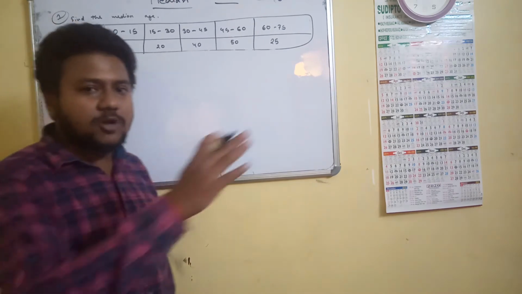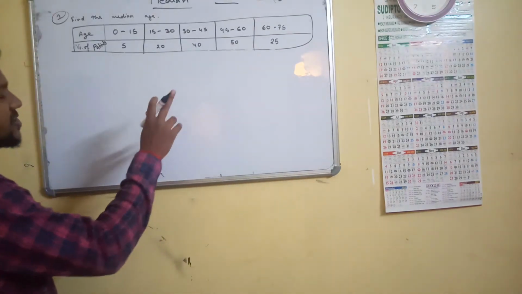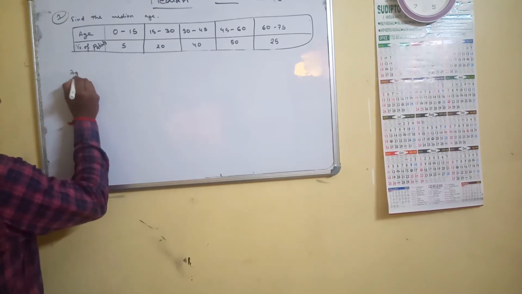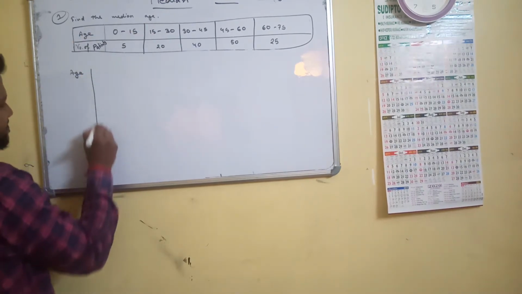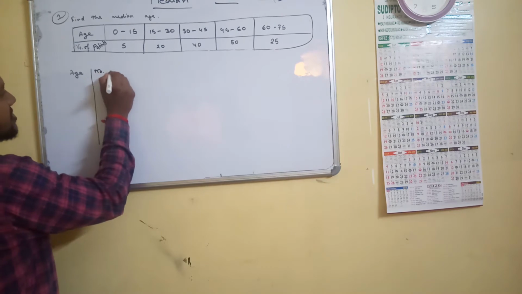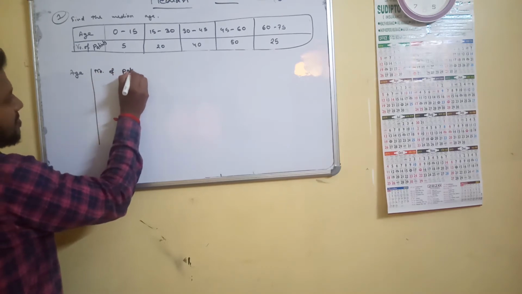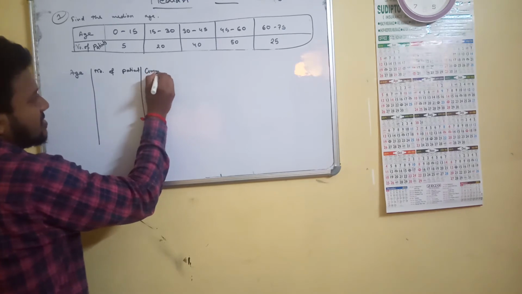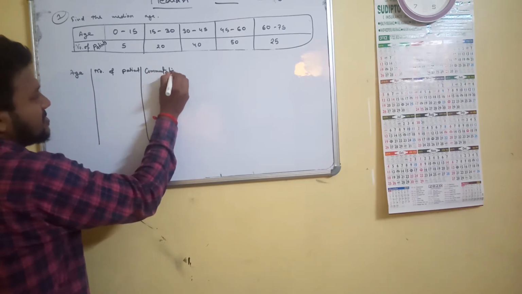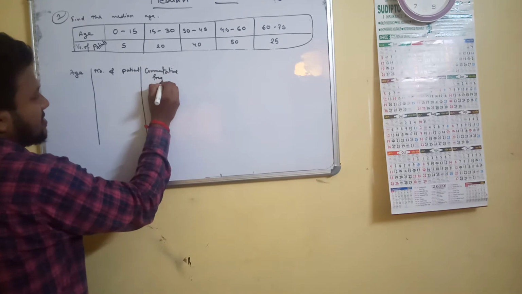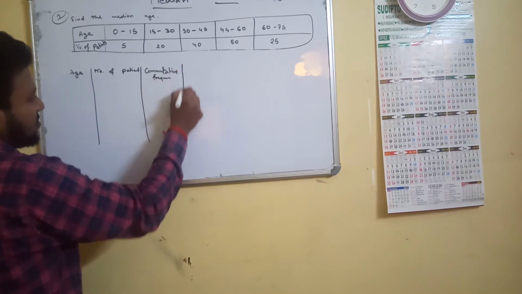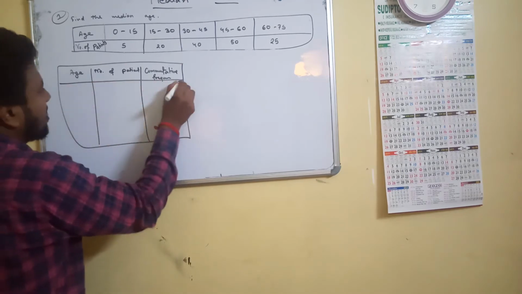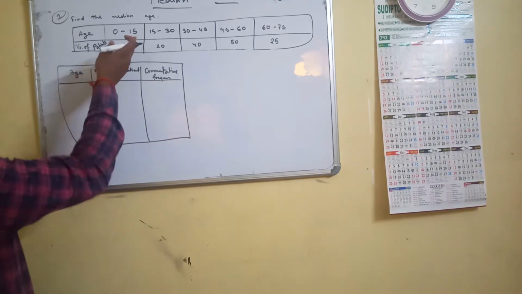First of all, we have to make a table of the age that is given to you, then the number of patients, and then the cumulative frequency. So what is the cumulative frequency we are coming to? First of all, let me write down what is given to us.